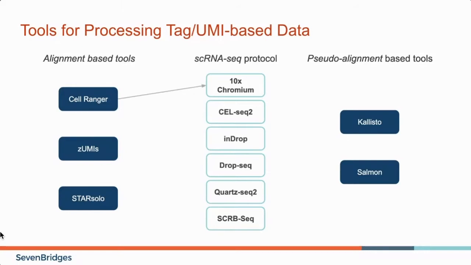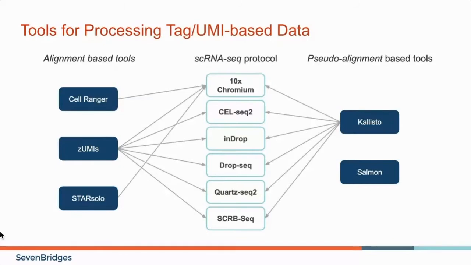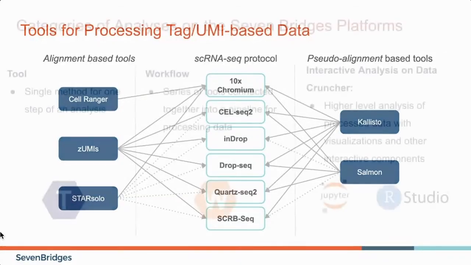And all of the tools support the 10x Chromium protocol, and some of the tools such as Zoomis, Star Solo, and Salmon have the option to arbitrarily set the start and end positions of barcode and UMI sequences in the second read, thus enabling them to process data produced with practically every single-cell UMI protocol. Next slide, please.